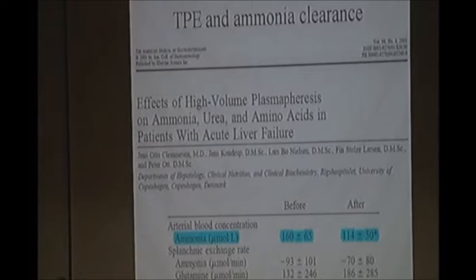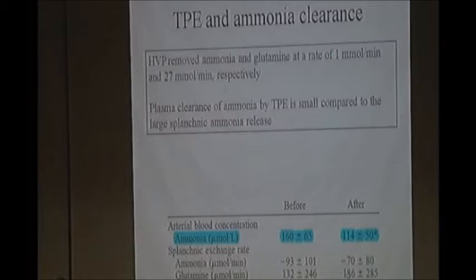However, the splanchnic exchange rate of ammonia did not differ significantly. Only the splanchnic exchange rate of glutamine increased significantly. They showed that HVP removes ammonia at a rate of only 1 millimole per minute, whereas it removes glutamine at a rate of 27 millimoles per minute. And this clearance of ammonia at 1 millimole per minute is largely insufficient as compared to the splanchnic ammonia release that is happening in patients with ALF. So if it were to work only by clearing ammonia directly, the ammonia is never likely to decrease.